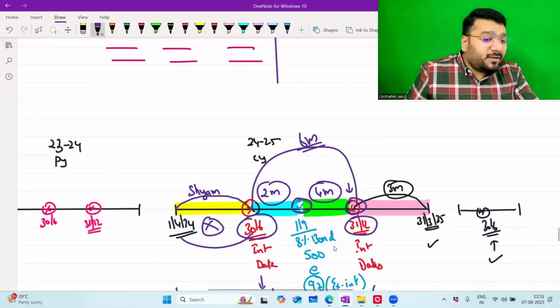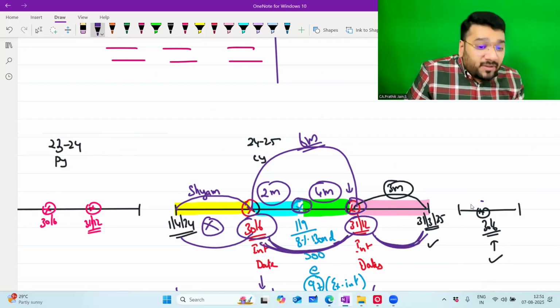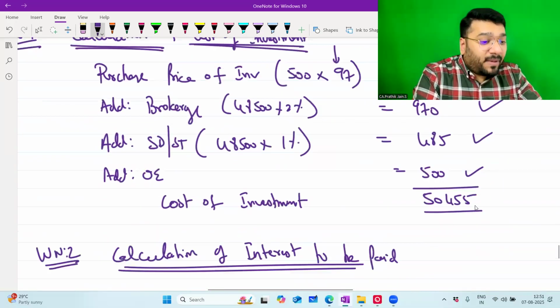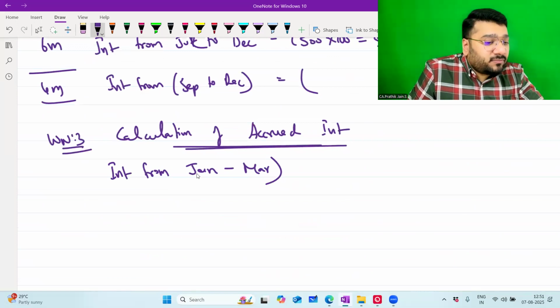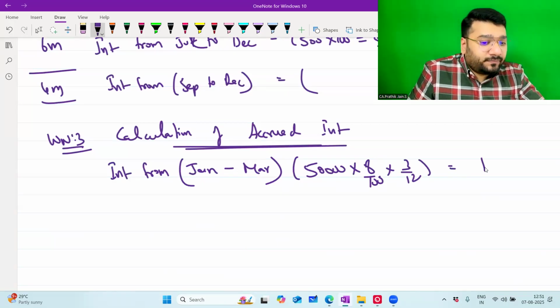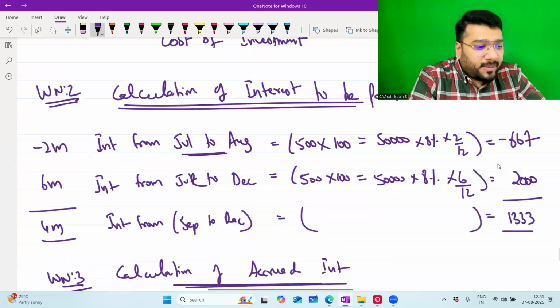So we have to now calculate the interest from 31/12 to 31/3. This period is already calculated, so this period interest is accrued and received. This period interest is accrued but not received. When will I receive? On the next interest date, 30 June of next year. That time I'll receive. So we have to pass the interest accrued entry. Interest from January to March: 50,000 into 8 by 100 into 3 by 12. How much? 1,000. Any problem? Online people, any problem?